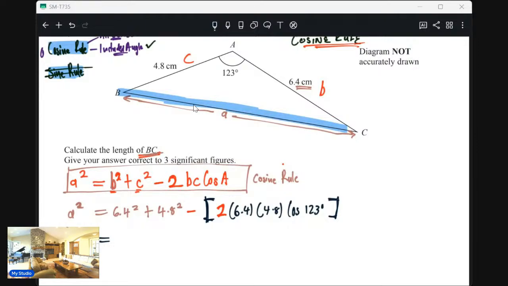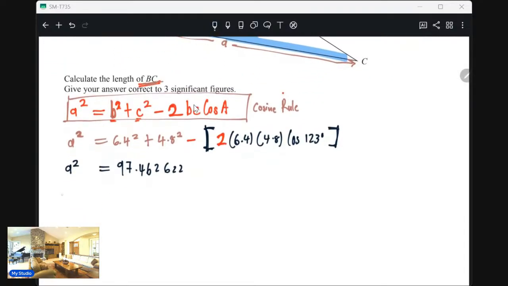Then you press cos 123 and you make sure your calculator is in degree mode. Then you close and you close again. You should get 97.462622, and so on, right? And then to get A, you will now say square root of that, square root of 97.462622.